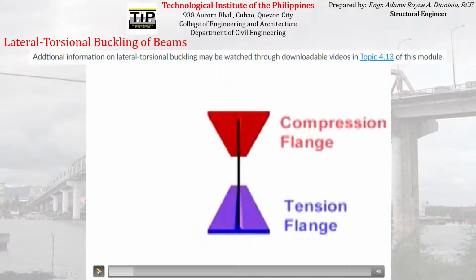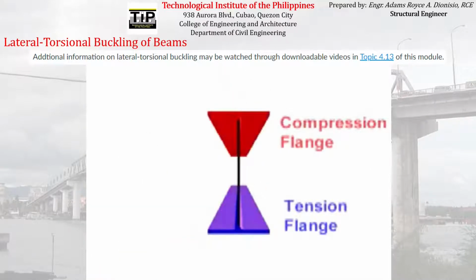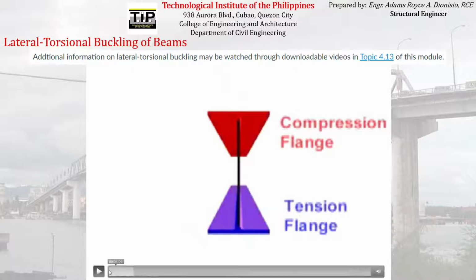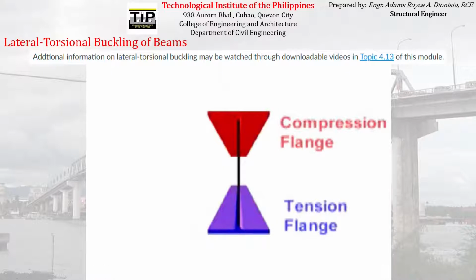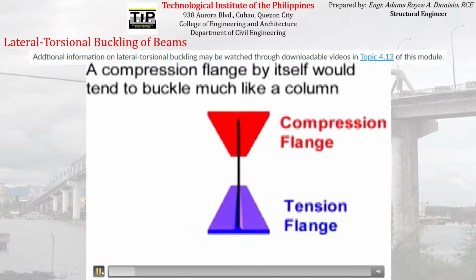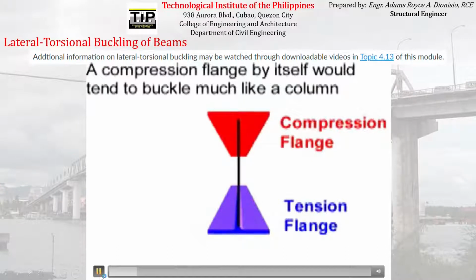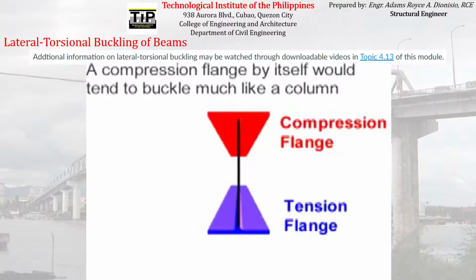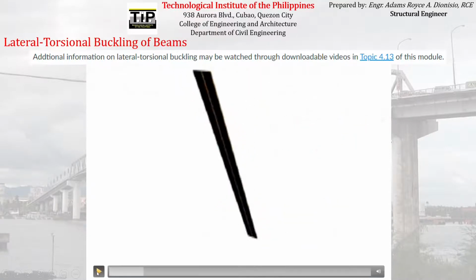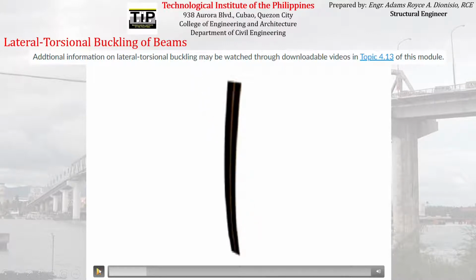You can see here, our beam is composed of a compression flange and a tension flange. The red one is the compression flange, which experiences compression, while the tension flange experiences tensile stresses. A compression flange by itself would tend to buckle much like a column. Paano magbuckle yung column or compression member, ganun magbabakal yung top flange natin or yung compression flange, like that.